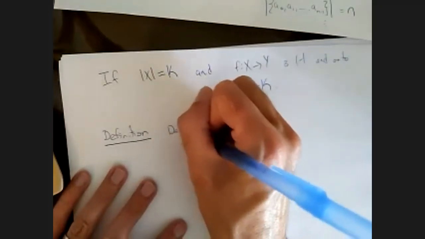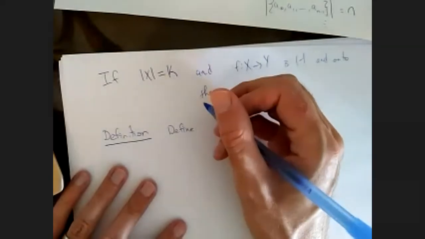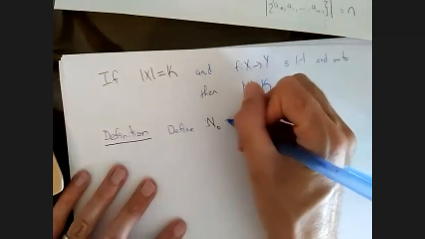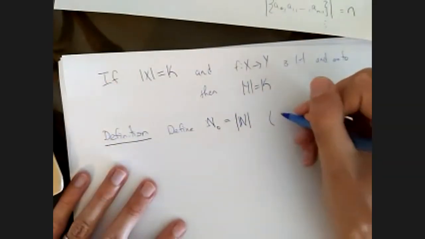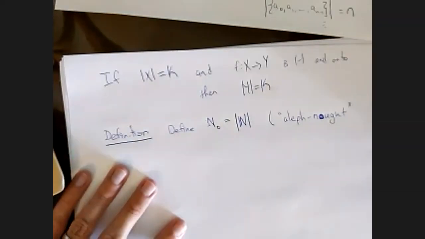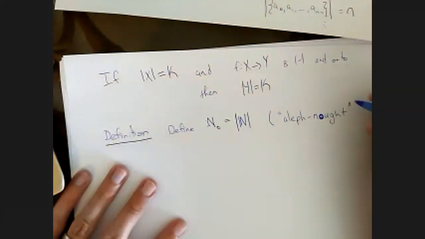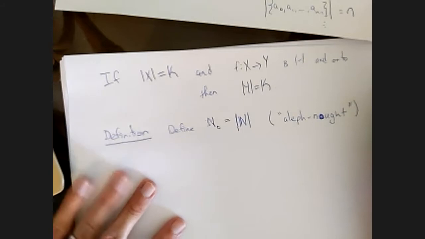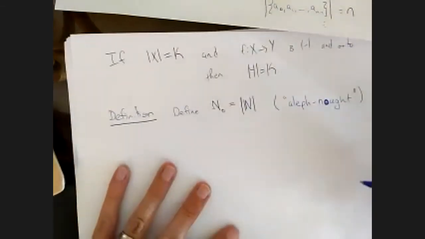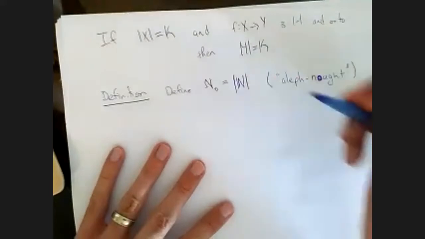Okay, and then you have a definition. We define aleph naught, I'll have trouble writing this, to be the size of the natural numbers, the cardinality of the natural numbers. So we just call that cardinality of the natural numbers by some fancy name.